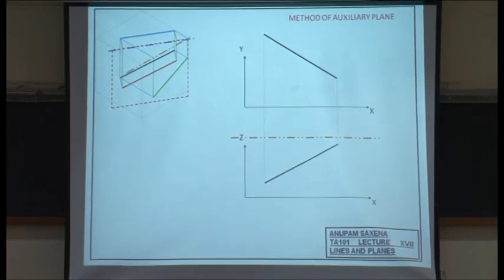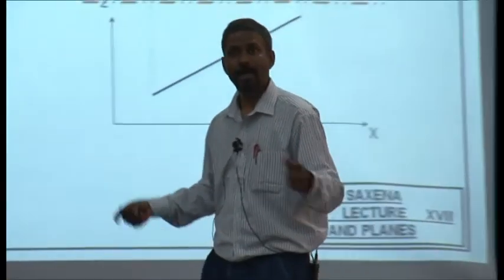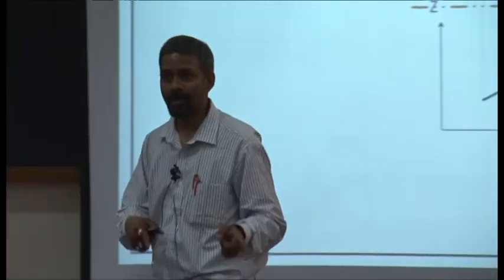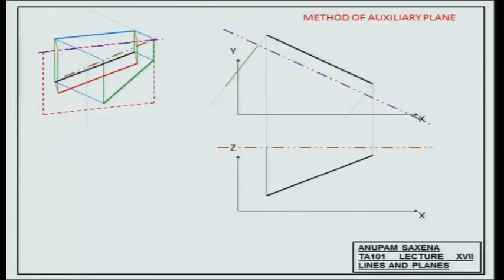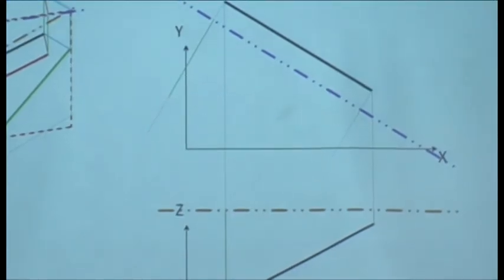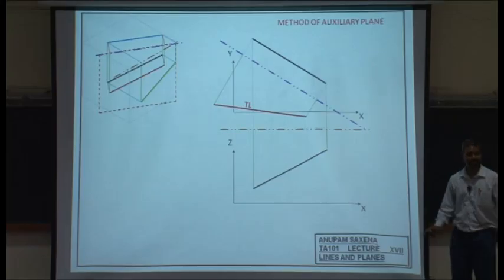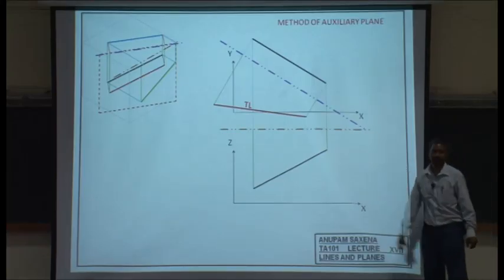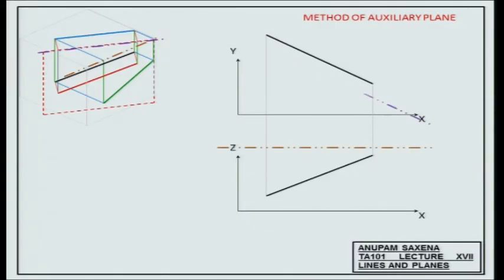I can follow the same five steps with reference to the vertical plane. Not from the horizontal plane, but with reference to the vertical plane. This is how. It doesn't really matter where you position this purple line. You can position it anywhere, you'll still get the same true length of a line. So this is one quick example.